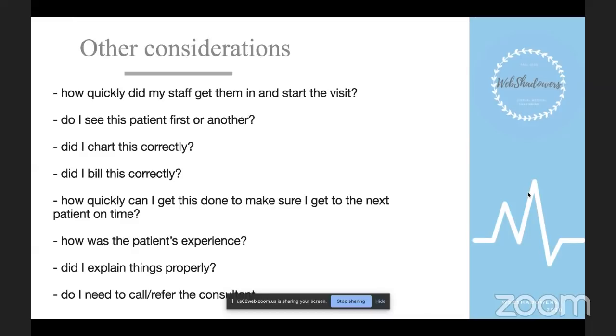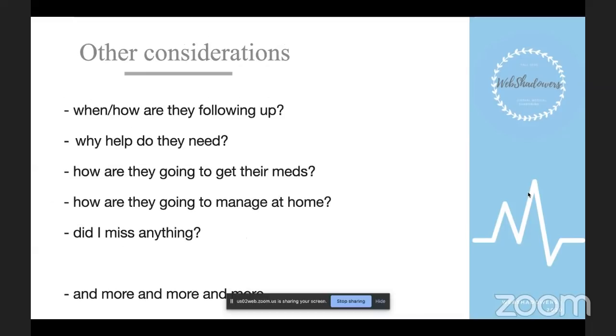When are they going to follow up? Are they going to follow up? Who are they following up with? What help do they need? How are they going to get their medications? How are they going to manage at home? Again, with every single patient that comes in, it's not like I'm just doing heart patient, heart patient, heart patient, lung patient, lung patient, lung patient, thyroid patient, thyroid patient, thyroid patient. It's not. I mean, family medicine is so expansive, and it's literally every specialty all at once.